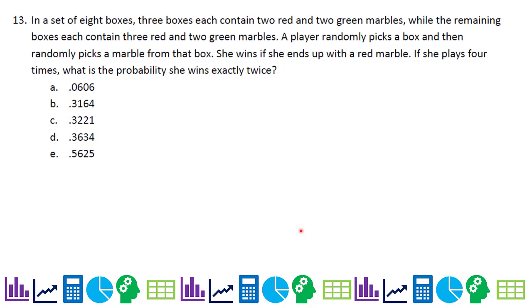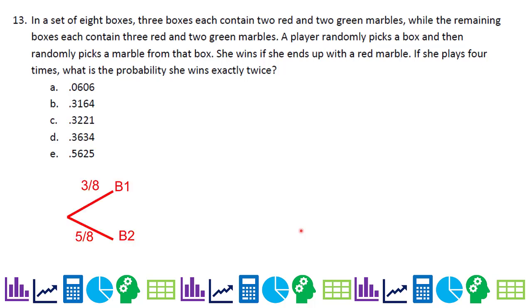This is a super mean problem because, first of all, I have to figure out the probability of winning on one attempt. And on this one attempt, there are 2 steps. One is picking a box, and then the probability of a red marble on that particular type of box. So yes, we're bringing our tree diagram in.